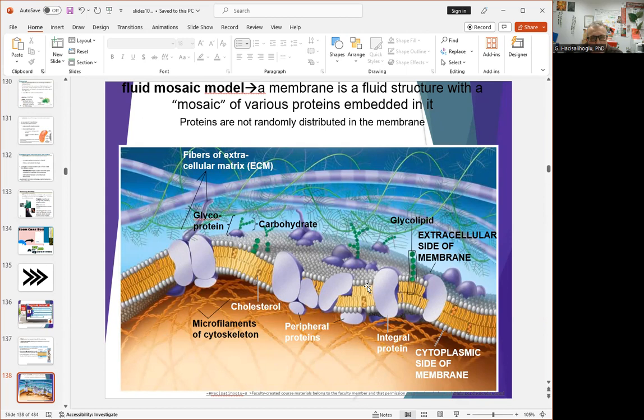Okay, and outside, you can see the extracellular matrix. Inside is basically inside the cell. Okay, like microfilaments and other structures.